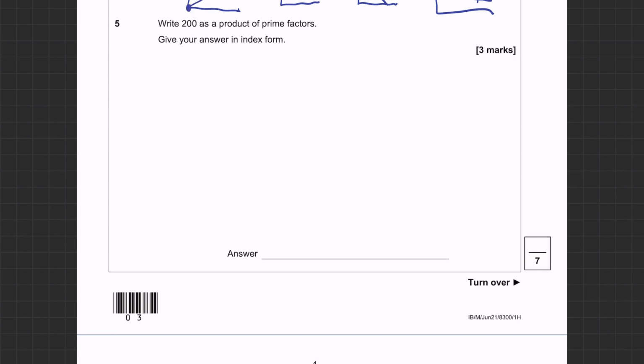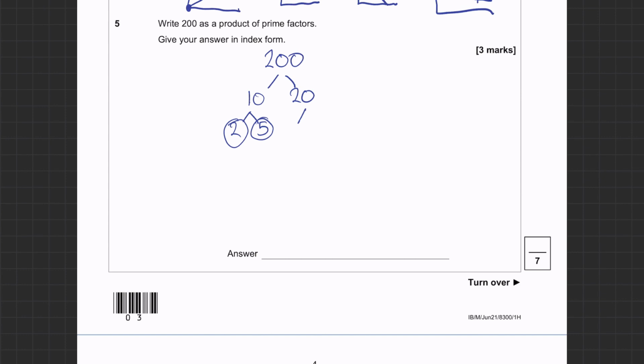Write 200 as a product of prime factors, give your answer in index form. So we'll start with 200. I'm going to split this down. We could say 10 and 20. Doesn't matter how you split this down, as long as you get the correct answer. 10 can split down to 2 and 5. Well, 2 is a prime number and 5 is also a prime number.